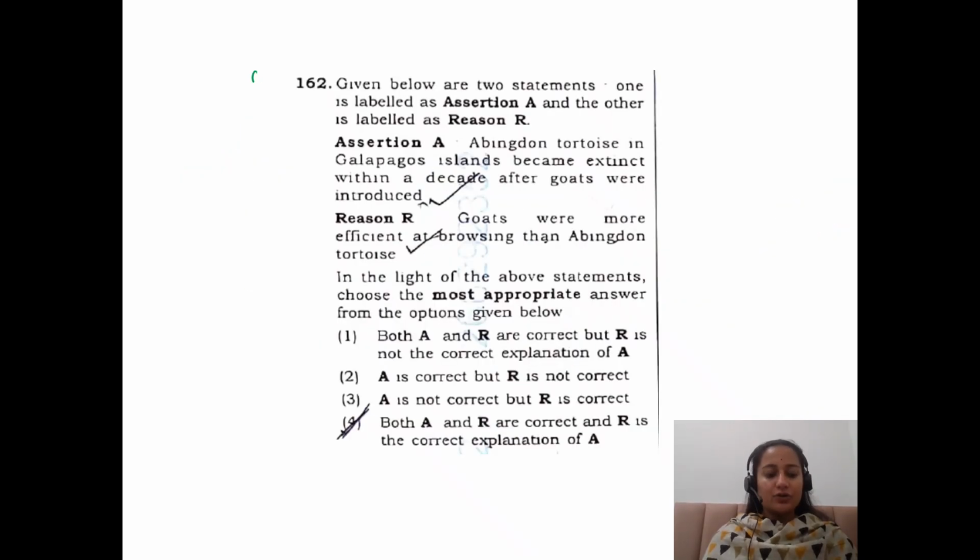This question is also from organisms and population.